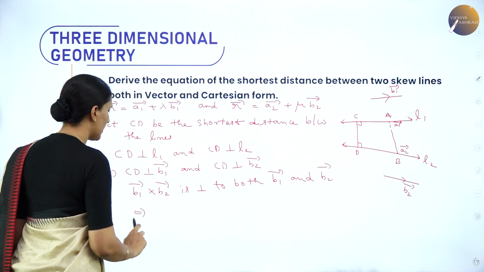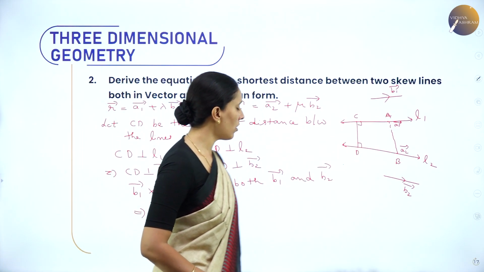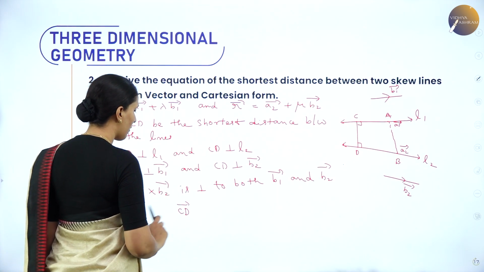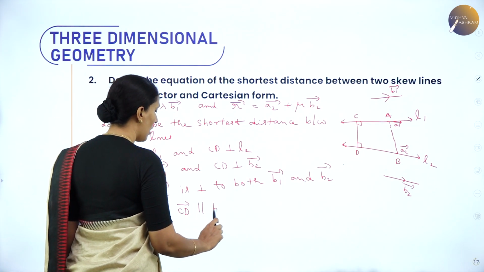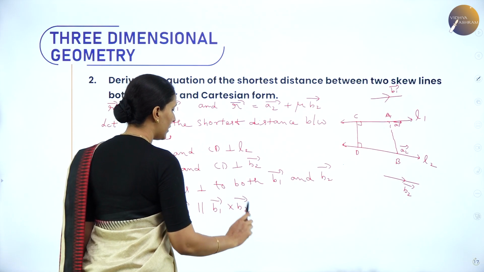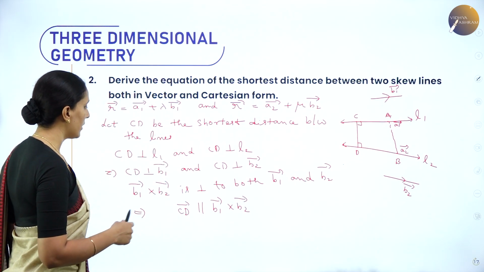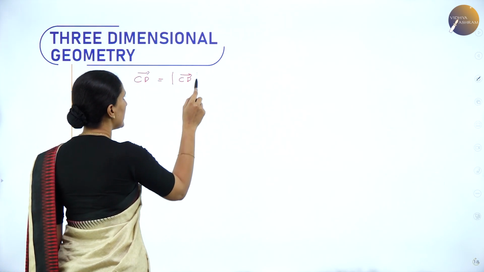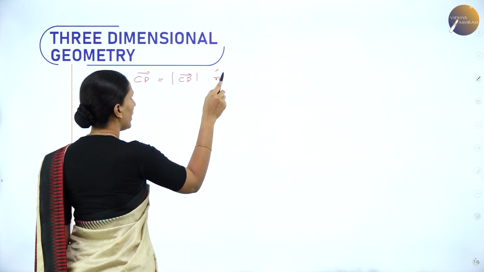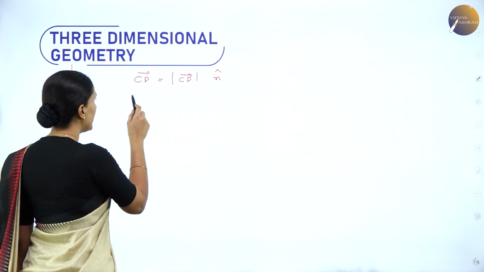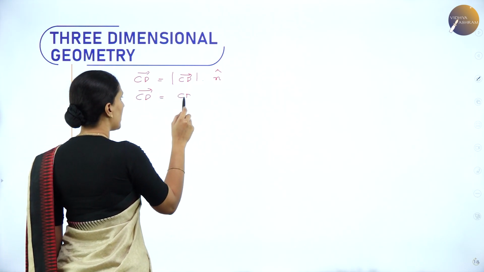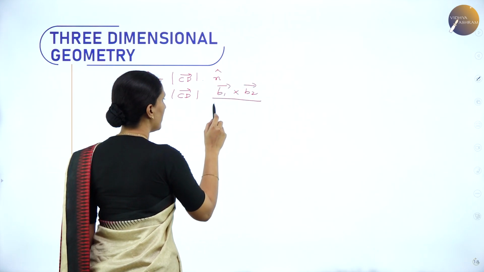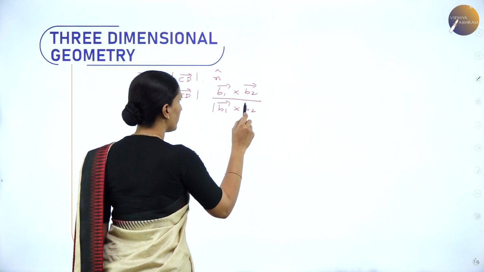So what does this imply? From the figure, vector CD is parallel to vector B1 cross vector B2. Since they are parallel, we can write CD equals magnitude of CD times n cap, where n cap is the unit vector. This n cap can be written as vector B1 cross vector B2 divided by magnitude of B1 cross B2.